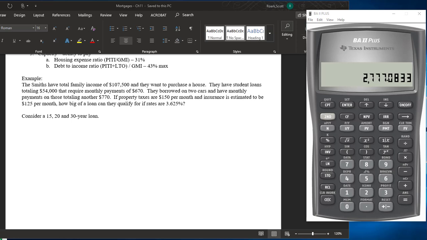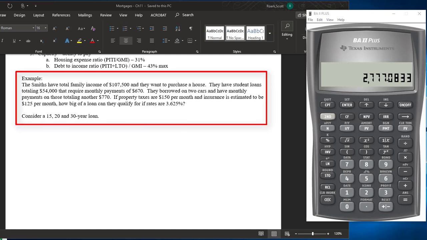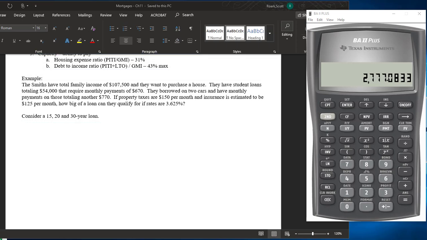Okay, in this third video, we're going to work through this example calculation. We've got a few calculations, actually. We need to look at the housing expense ratio and the debt to income ratio for these particular people, these particular numbers, and then see what kind of loan they could qualify for, actually on a 15, 20, and 30-year basis. So we're going to get different answers for each of these. Let's start the problem and see where we need to go here.